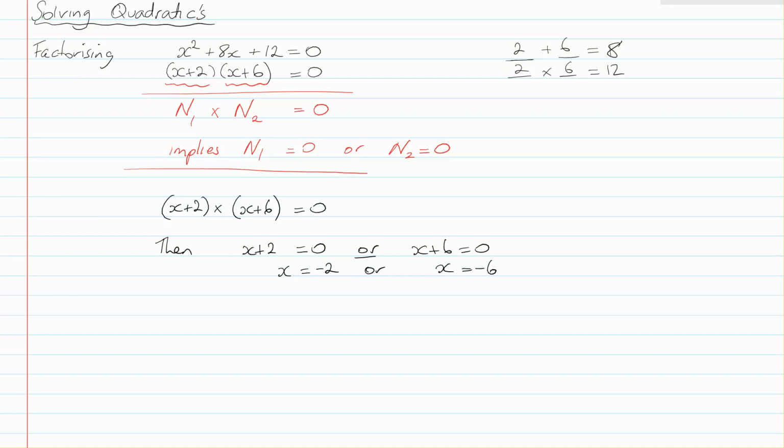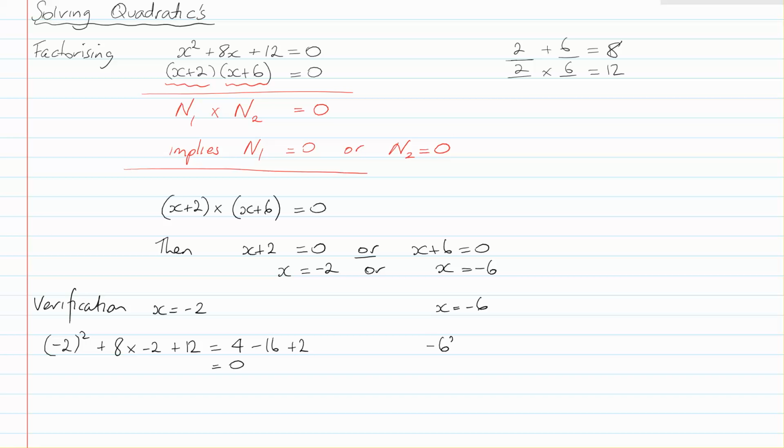Shall we just verify very quickly? Let's do a quick verification. If x equals negative 2, we get negative 2 squared plus 8 times negative 2 plus 12. That equals 4, because a negative number squared is a positive, minus 16 plus 12, which equals 0. Works. What about x equals negative 6?